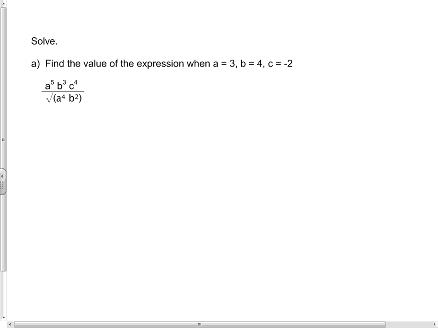I just want to try a couple where we put some things together. For this one, we could solve by substituting the values first, or we can use our rules of powers and then substitute the values. Let's try it both ways. So first of all, let's substitute the values and then solve.